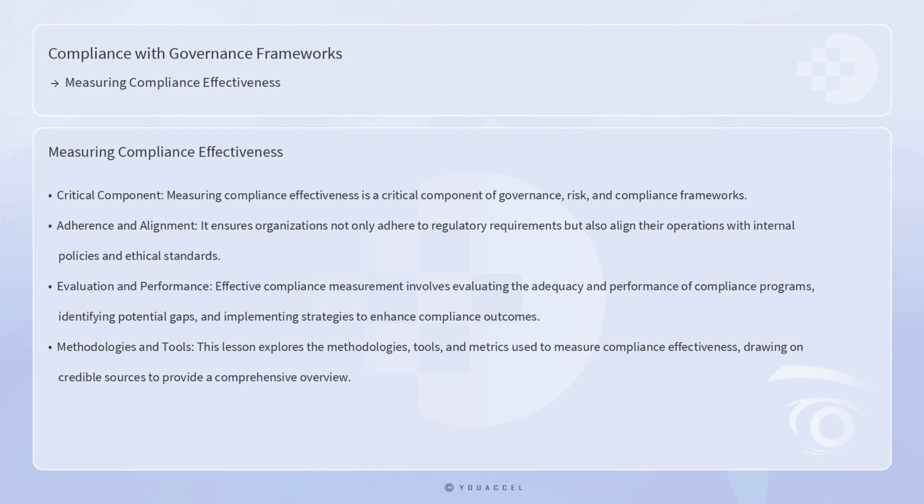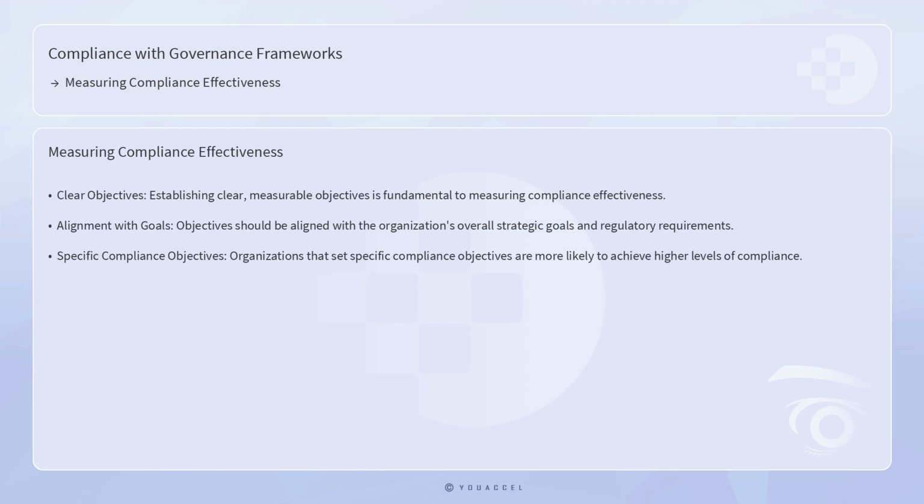One of the fundamental aspects of measuring compliance effectiveness is establishing clear, measurable objectives. These objectives should be aligned with the organization's overall strategic goals and regulatory requirements. For instance, objectives might include reducing the number of compliance violations, improving the efficiency of compliance processes, or enhancing employee awareness and understanding of compliance policies. According to a study by the Society of Corporate Compliance and Ethics, organizations that set specific compliance objectives are more likely to achieve higher levels of compliance.